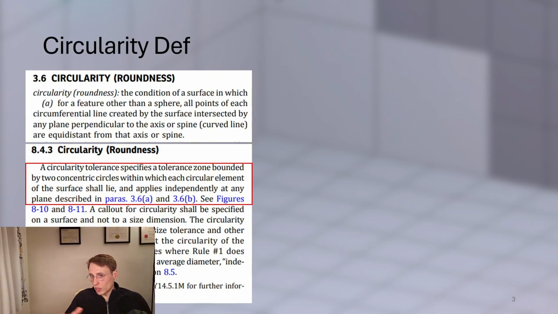And a circularity tolerance zone specifies a zone bounded by two concentric circles within which each circular element of a surface shall lie. And this applies independently. And I think that statement that this applies independently is where the person got the idea that if those discs were offset, you could still pass a circularity tolerance zone because, well, each inspection is independent. But let's look at this note at the bottom here.